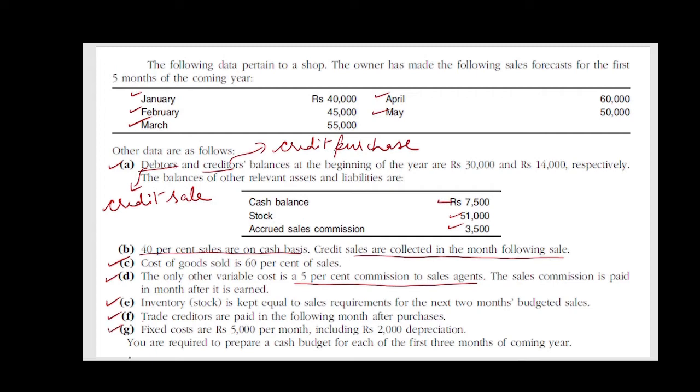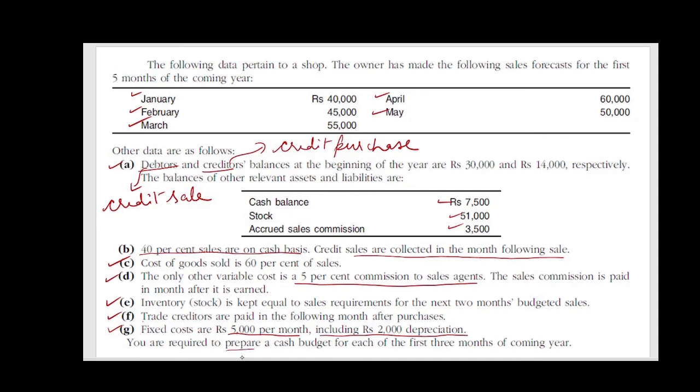The last adjustment is in relation to fixed costs. Fixed costs are rupees 5,000 per month, including rupees 2,000 depreciation. Please keep in mind, depreciation is a book adjustment. There is actually no cash outflow. We are preparing a cash budget. As such, any item which is not involving cash will not be considered in the cash budget. So depreciation will not be considered. We should exclude rupees 2,000 depreciation from this fixed cost of rupees 5,000 per month. When we depreciate an asset, it is just a book adjustment. No cash outflow happens.